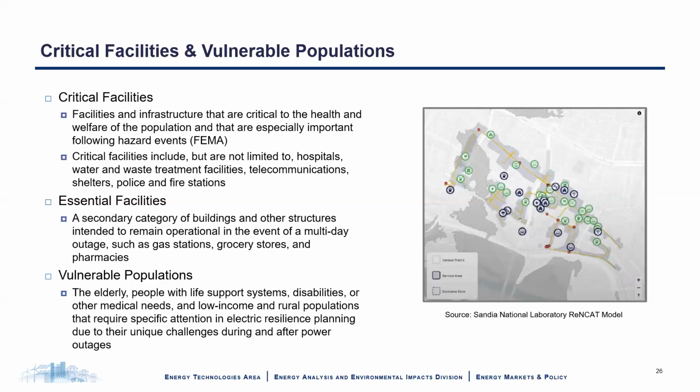But from an electrical standpoint, on the electric system, there's also factors that come into play here too, including how you might think about community microgrids and so on that might be a factor to consider. Vulnerable populations, and here again, very important. The elderly, people with life support systems, those with disabilities or other medical needs, and of course, low income and rural populations that require specific attention are important to consider when we think about resilience planning in terms of how to restore electric service and the priorities or backup systems that may be necessary to ensure that those folks are able to sustain through the event. Next slide, please.